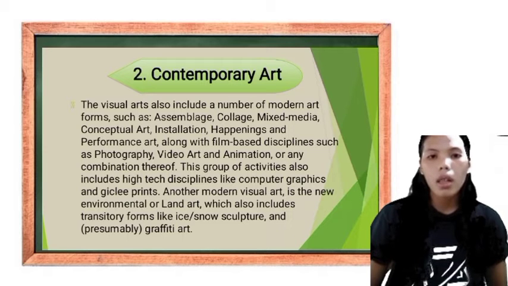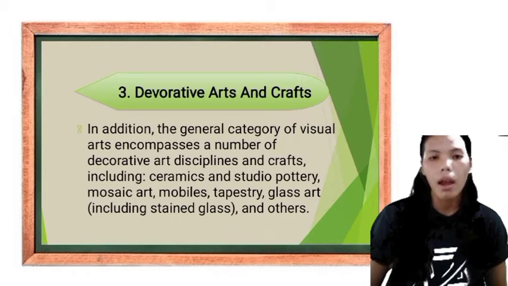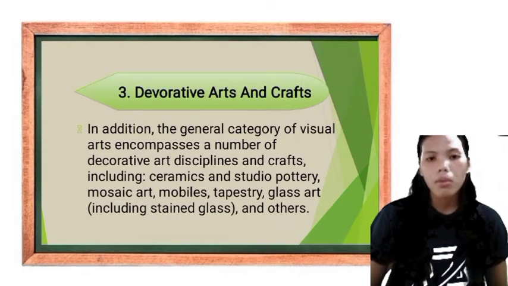Another modern visual art is the new environmental or land art, which also includes transitory forms like ice or snow sculpture and graffiti art. We have the third one, which is the decorative arts and crafts. In addition, the general category of visual arts encompasses a number of decorative art disciplines and crafts, including ceramics and studio pottery, mosaic art, mobiles, tapestry, glass art, and others.